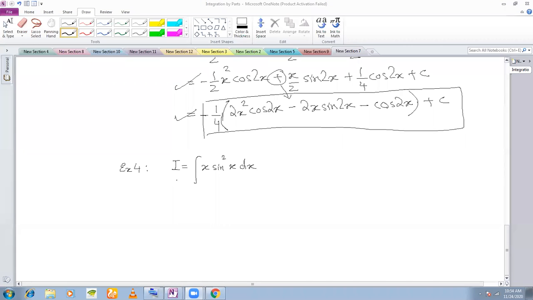Now, if you want to evaluate this integral, you see that it is a power of sine. It's a sine square there.